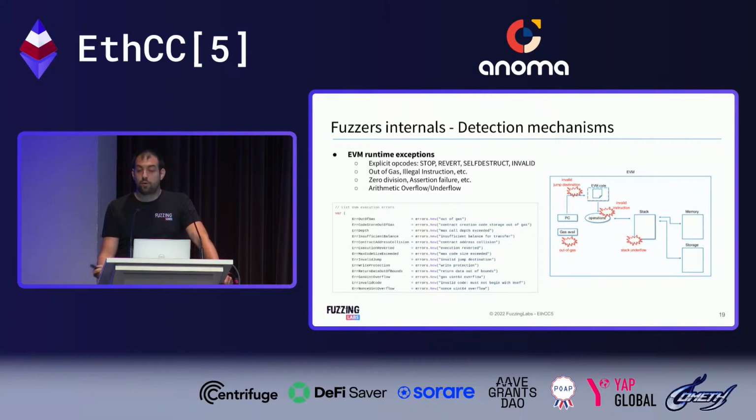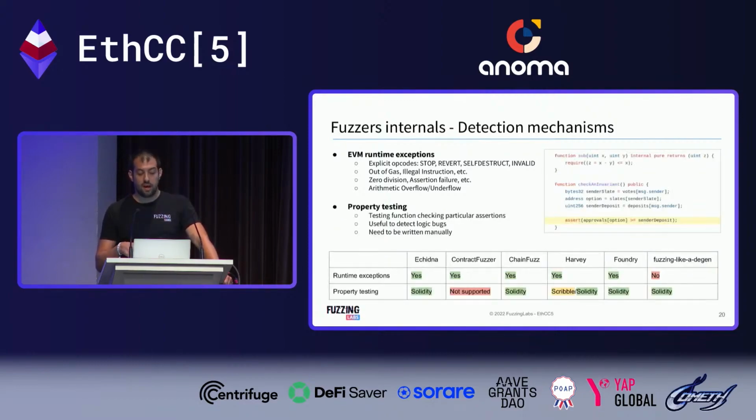So you can, first of all, leverage all the exceptions that are directly inside the VM. Those are the exceptions that are detected at runtime by default by the EVM. You can think of when you are using stop, revert, self-destruct, all those kinds of opcodes. You also have all the stuff like out of gas, illegal instruction, assertion failure, and arithmetic overflows. Those are detected by the EVM, so for us it's a detection mechanism for free because it's part of the EVM design.